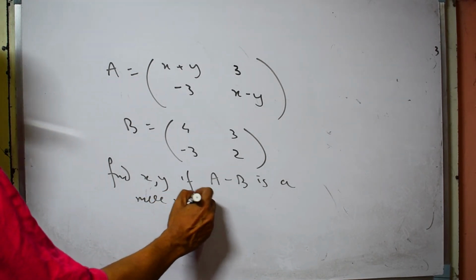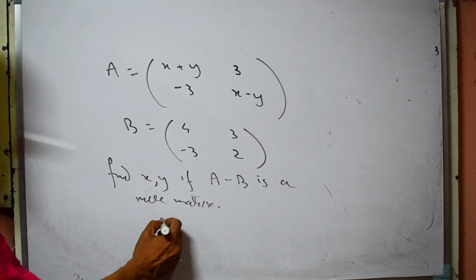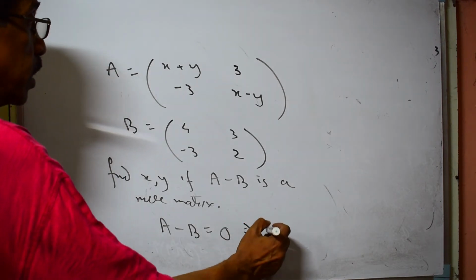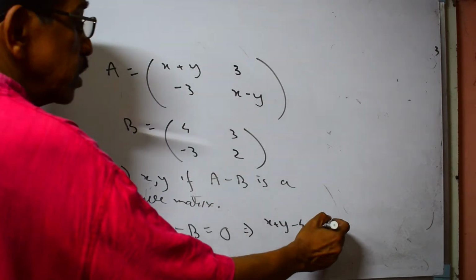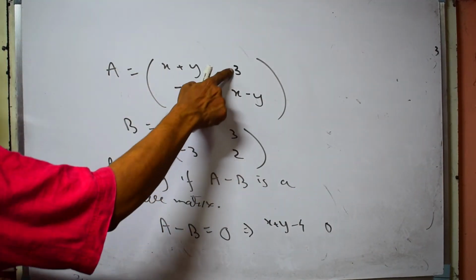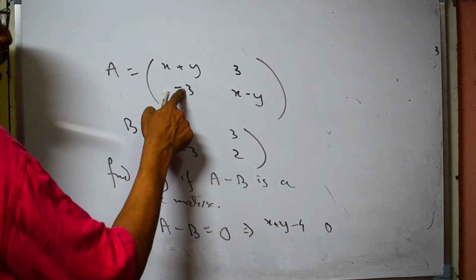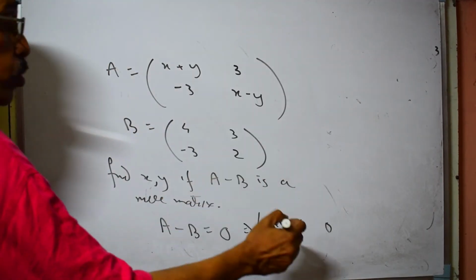All we need to see is that A minus B will be 0. That means A minus B should be 0. The concept of the problem is, what is A minus B? A minus B is x plus y minus 4. Then 3 minus 3 is 0, minus 3 minus minus 3 is 0, and x minus y minus 2.